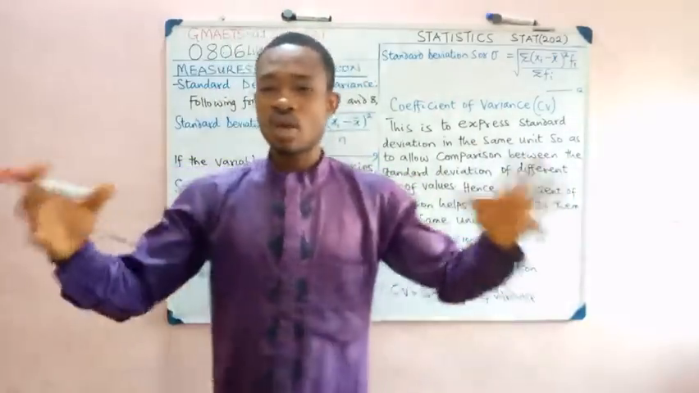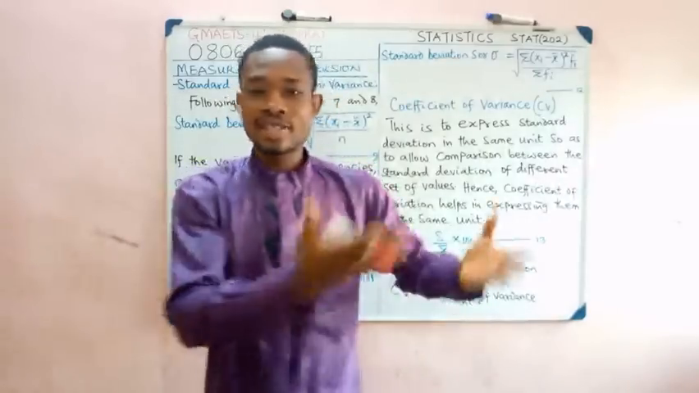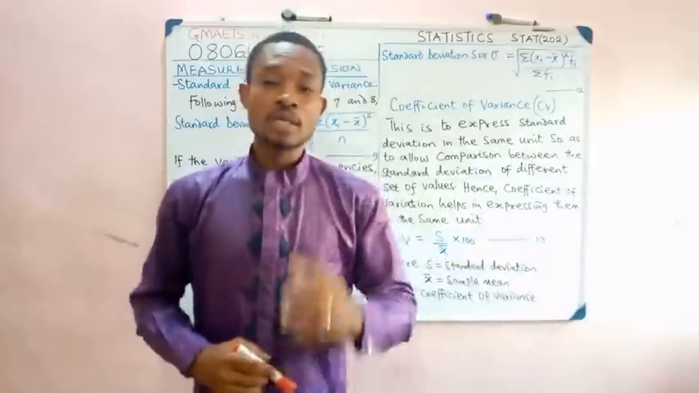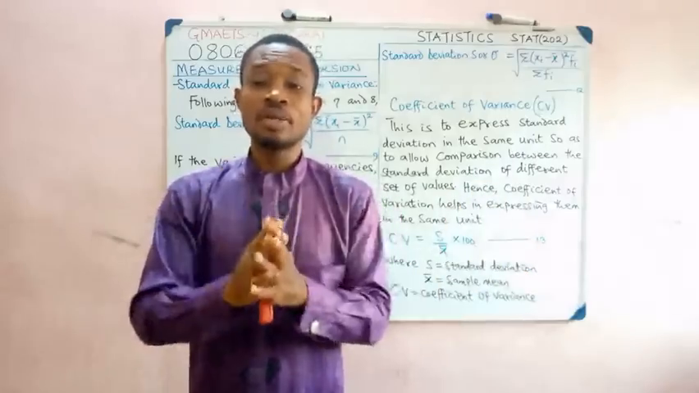Now just imagine you're asked to compare these two standard deviations. How can you do that? Of course, you cannot compare something in naira with something in kilogram. They are of different units, so it's going to affect your comparison. In order to obtain a correct comparison, what do you do? You need to find a common base for them. Convert them to the same unit before you can compare.